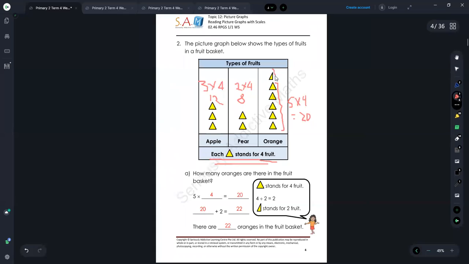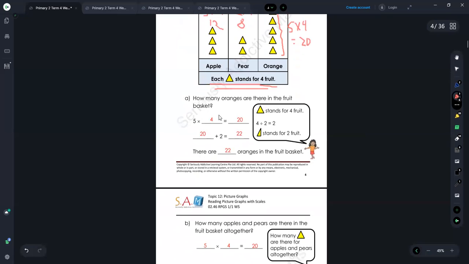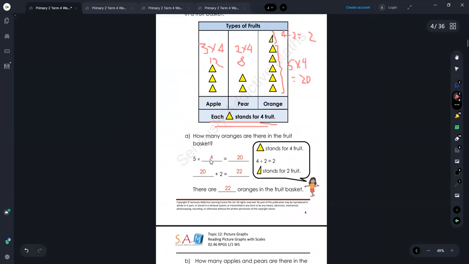If one whole triangle is 4, what is half a triangle? 4 divided by 2. One whole triangle is 4 fruits, divided by 2 equals 2. So here in total, it is 22, which is 20 plus 2. Then you can ask them to answer the question, because we're just getting them to do the working here, but they should be able to transfer the answer here.